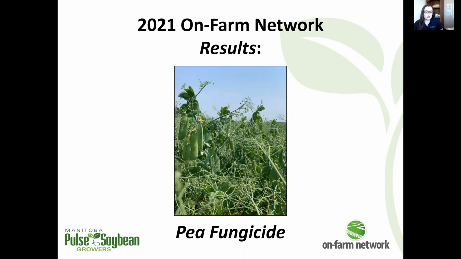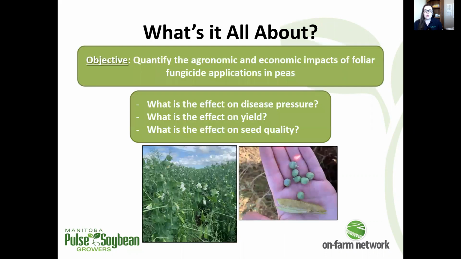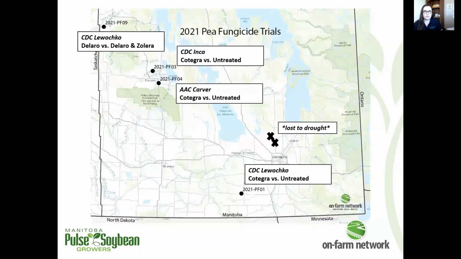Let's dive into our pea fungicide results from this season. These trials are designed to assess the agronomic and economic effects of foliar fungicide applications in field peas. We determine the effect on disease pressure, of course, on yield, and we have seed quality analysis underway as well. We're either testing a single application versus no application, or a double application versus a single application, depending on the year and what each producer is interested in.